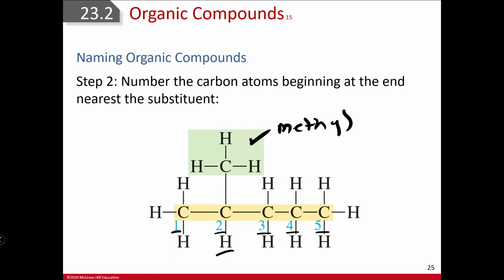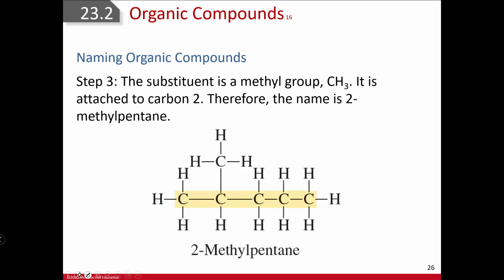So we're going to put this all together. We're going to name it. So it's pentane, it's methylpentane, and it's on the second carbon. So there's our name, 2-methylpentane. The 2 tells us which carbon it is on. 1, 2, 3, 4, 5. It's on the second carbon.